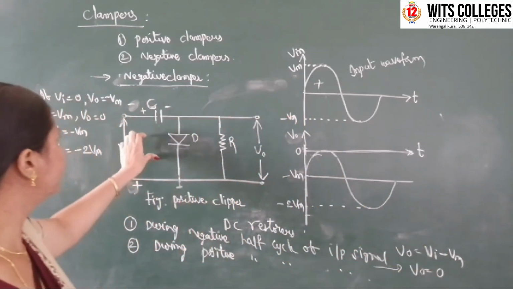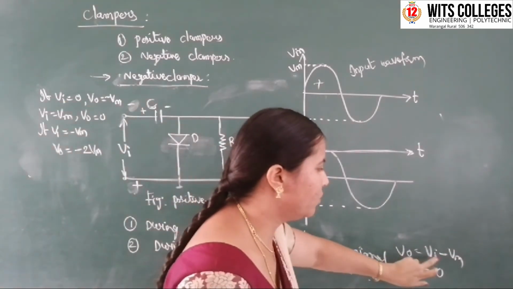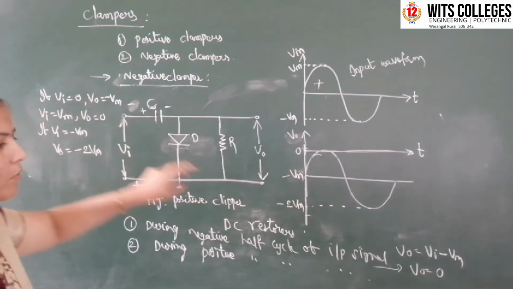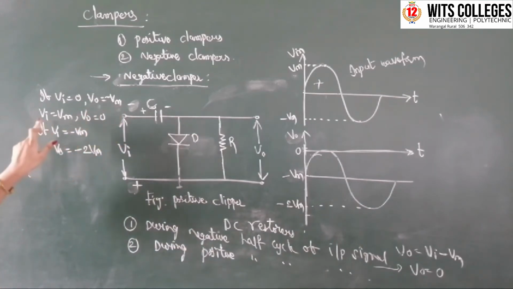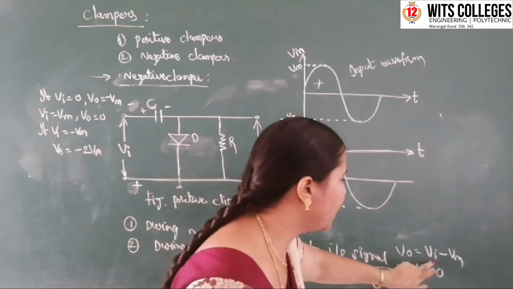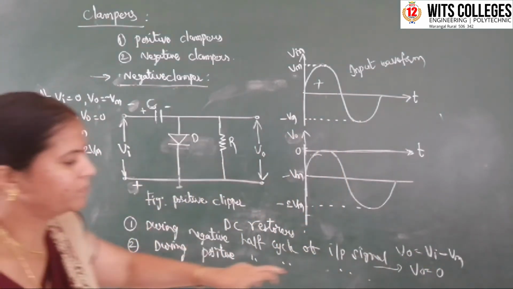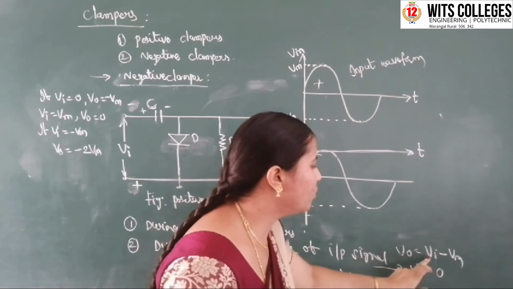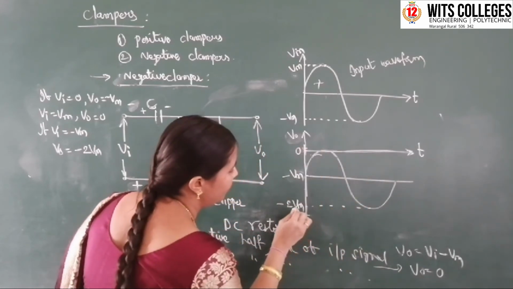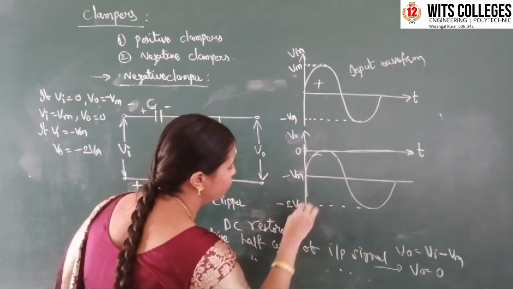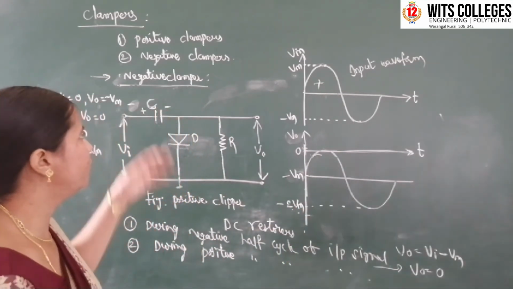If you apply Kirchhoff's voltage law, the equation is V0 equal to Vi minus Vm. In this equation, if Vi equals 0, the output voltage V0 equals minus Vm. If we substitute Vi equal to Vm, the output voltage V0 equals 0. If Vi equals minus Vm, V0 equals minus 2 Vm. So the output is shifted from 0 to minus 2 Vm during the negative half cycle. This is the circuit operation of negative clampers.